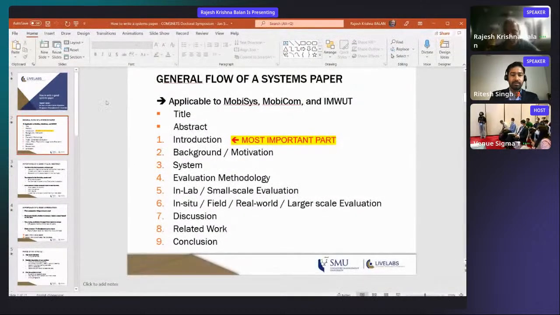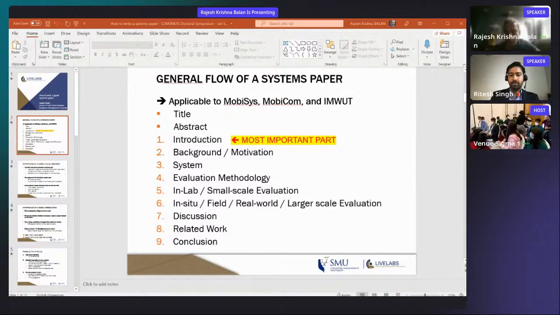Let me make things as large as I can. Okay, so this is the general flow. The question I wanted to ask is, why is the introduction the most important part? But now I can ask a different question. So maybe somebody in the audience, why is the introduction the most important part of any systems paper? Anyone like to answer? Just pick someone, Madhumita.